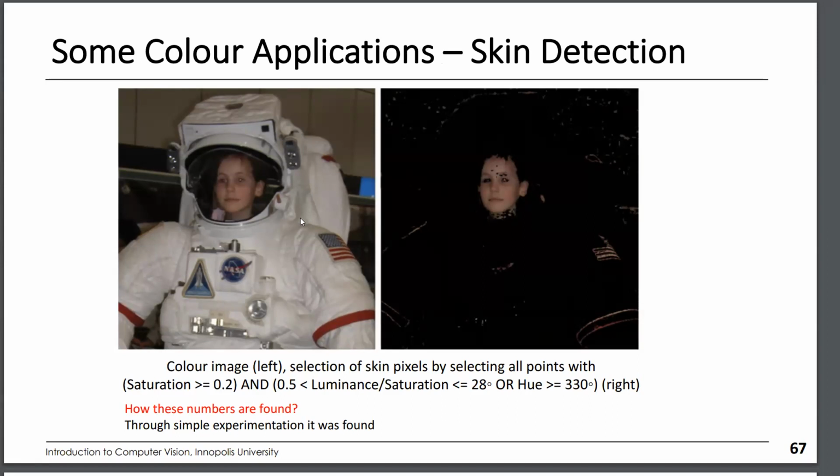It's just a small color application, which is skin detection. Basically, they created a condition that allows you to automatically detect where the skin part of an image is. So of course, these values, for example, if the saturation is higher than 0.2 and the luminance is between 0.5, luminance divided by saturation is smaller than 28, or hue is bigger than 330 degrees.